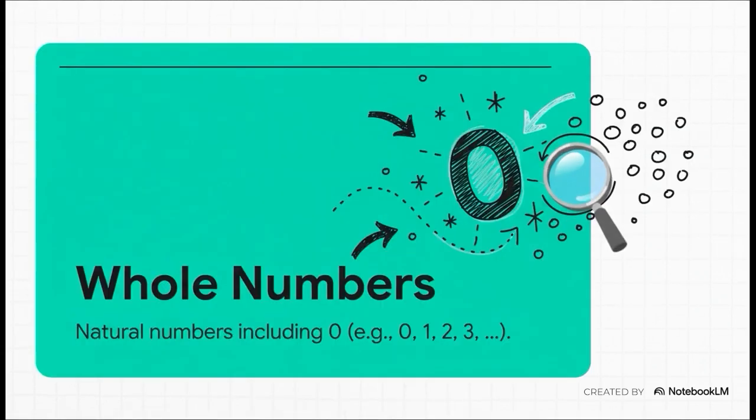Now what happens if you take that whole group of natural numbers and add one extra special number to the team? I'm talking about 0. When you do that, you get whole numbers. It seems like a tiny change, but trust me, 0 is a huge player in the world of math.